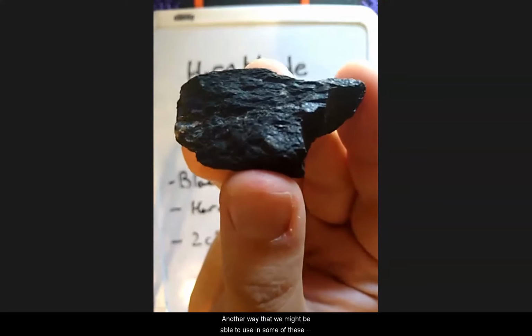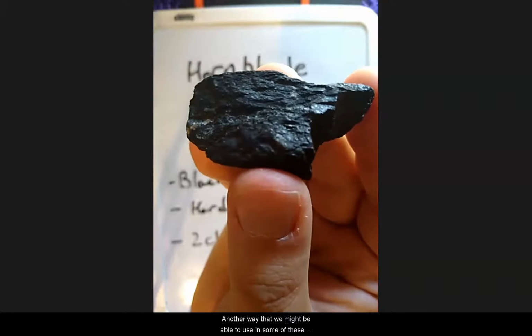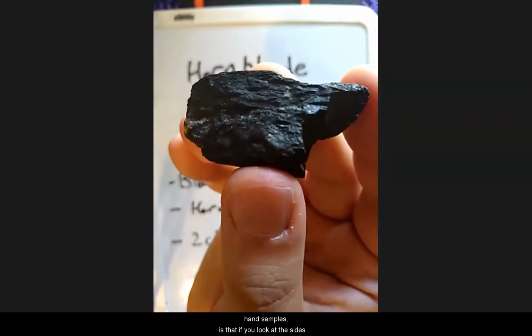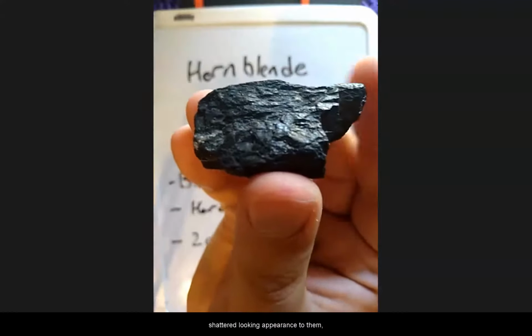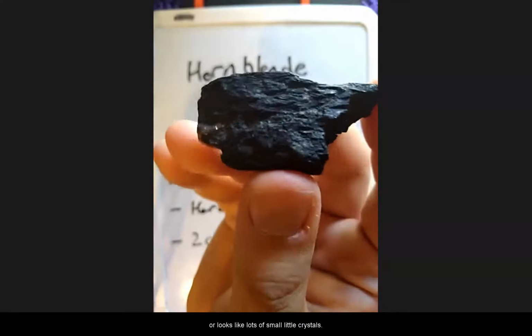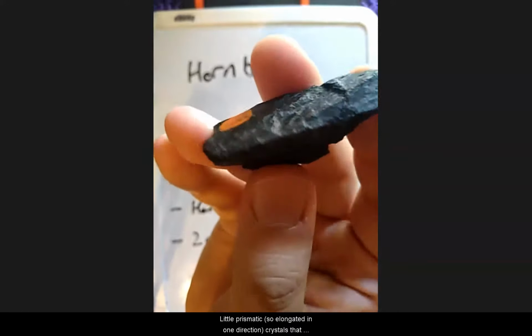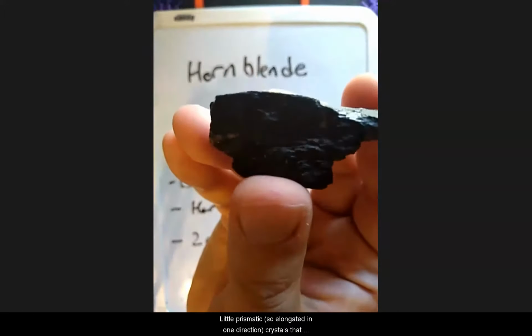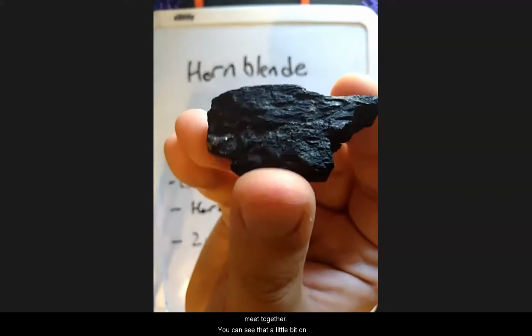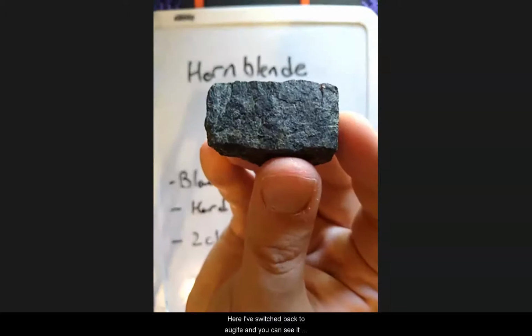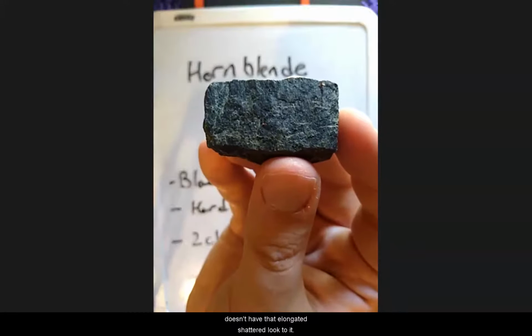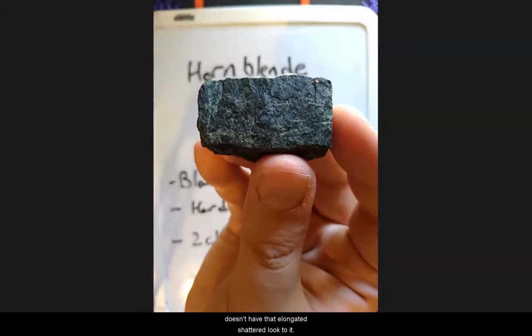Another way that we might be able to use in some of these hand samples is that if you look at the sides of hornblende, they tend to have this sort of shattered looking appearance to them, where it looks like lots of small little crystals, little prismatic, so elongated in one direction crystals that meet together. And so you can see that a little bit on this face in this camera view. Here I've switched back to augite, and you can see it doesn't have that elongated, shattered look to it.